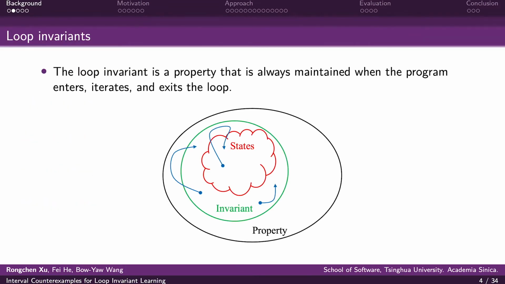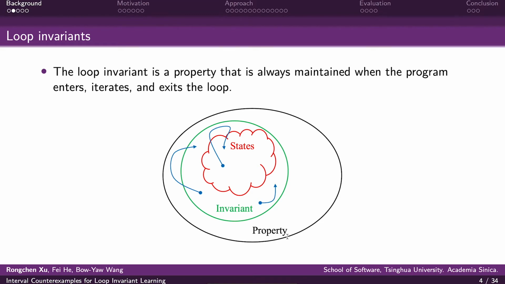Let's start with some information about loop invariants. A loop invariant is a property that always holds when a program enters, iterates, or exits a loop. A loop invariant is a relatively regular upper approximation of the actual program space, which can effectively assist in proving the properties for programs containing loops.